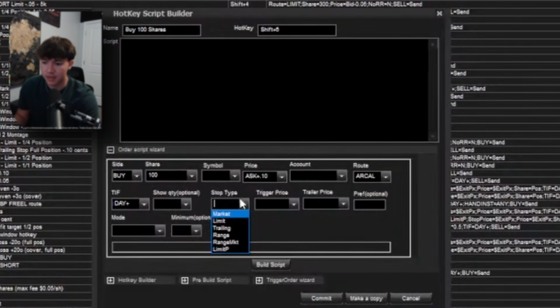What type are we using? This is going to be a limit order, but it gets a little more complicated because this could be a trigger order as well, where we can do a trigger price or a trailing price or a stop type, and this could be the limit or the range market orders. There's a bunch of different ways that you can do this.